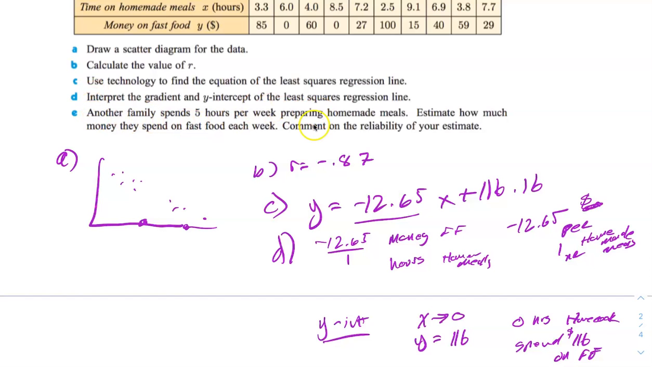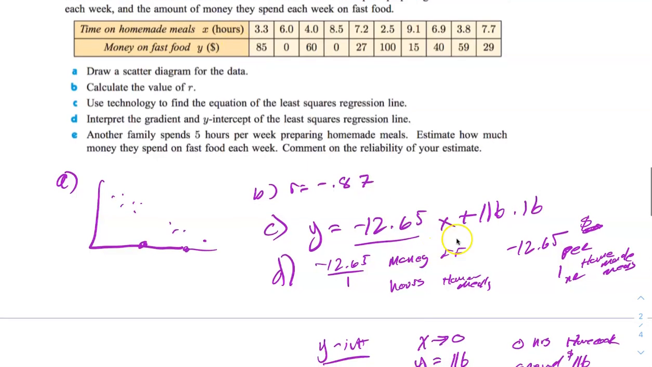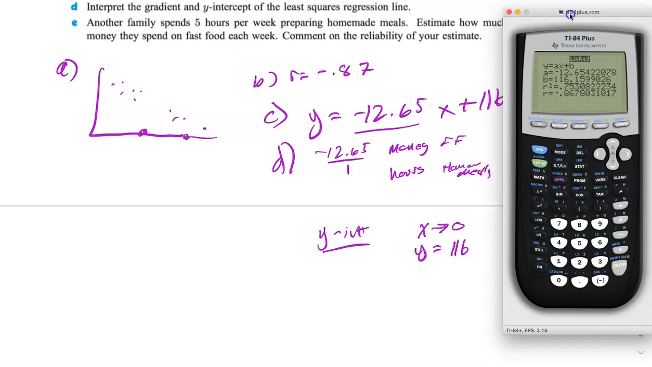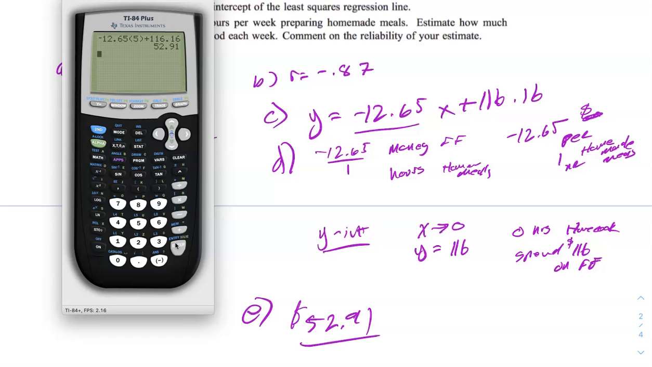Another family spends 5 hours per week preparing homemade meals. Estimate how much money they spend on fast food each week. X is hours, right? Yes. So we're going to sub in 5 there. I'm going to show you on the calculator. So negative 12.65 times 5 plus 116.16. And I get about $52. So that's one way to do it.